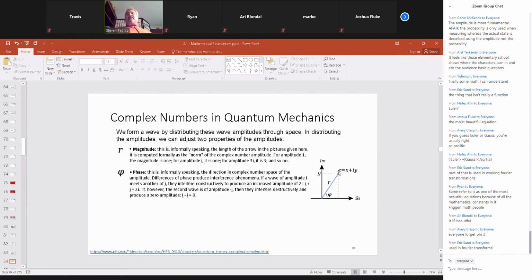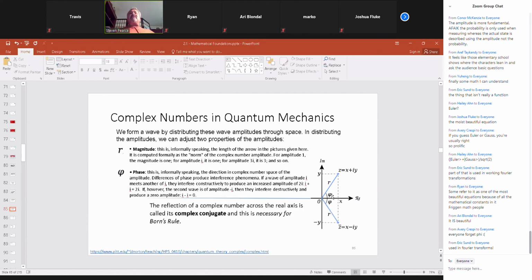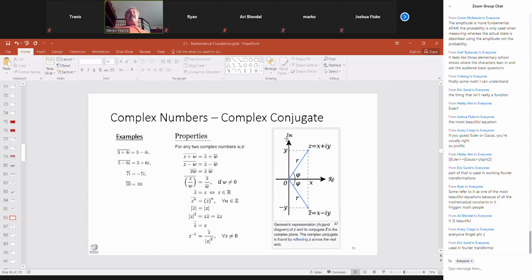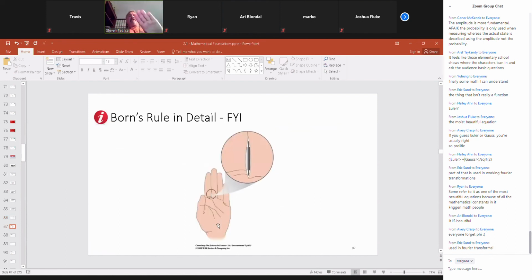And so, for example, here is a complex number, z equals x plus iy, and r is the magnitude, and phi is the phase, measured positive counterclockwise from the real axis. And the complex conjugate is its reflection. That is all it is. And that is what's necessary, given these properties, to actually come up with Born's rule. Everybody get that? So, let's have a look at Born's rule in particular.